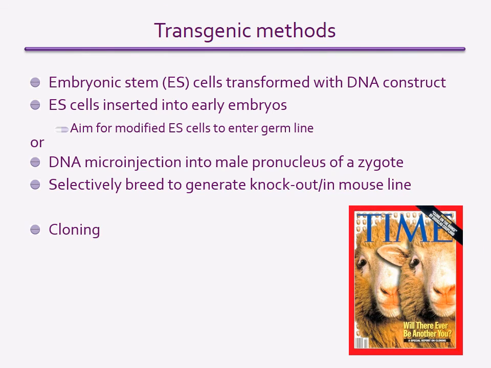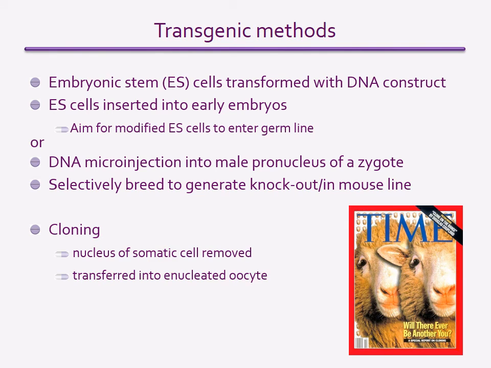I am sure you all know about the first cloned animal, Dolly the sheep, which made headline news in 1996. Cloning involves removing the nucleus of a somatic cell and transplanting it into an unfertilized oocyte, which has had its nucleus removed. An electric shock then stimulates the hybrid cell to divide, and when it reaches the blastocyst stage, it is implanted into a surrogate mother.